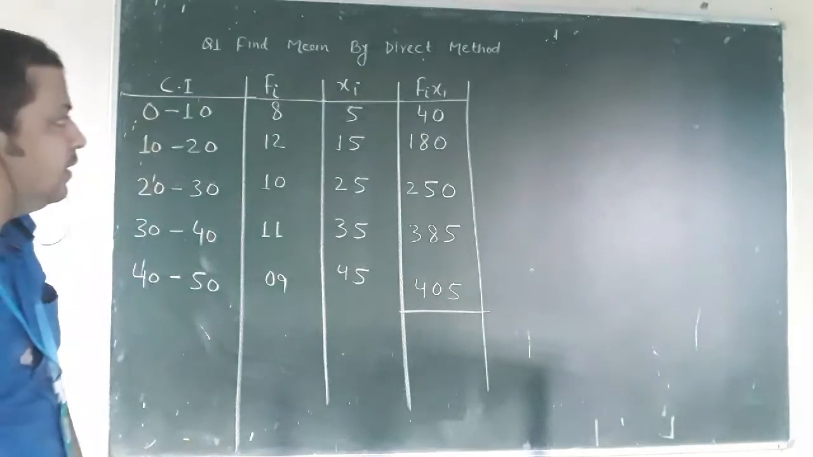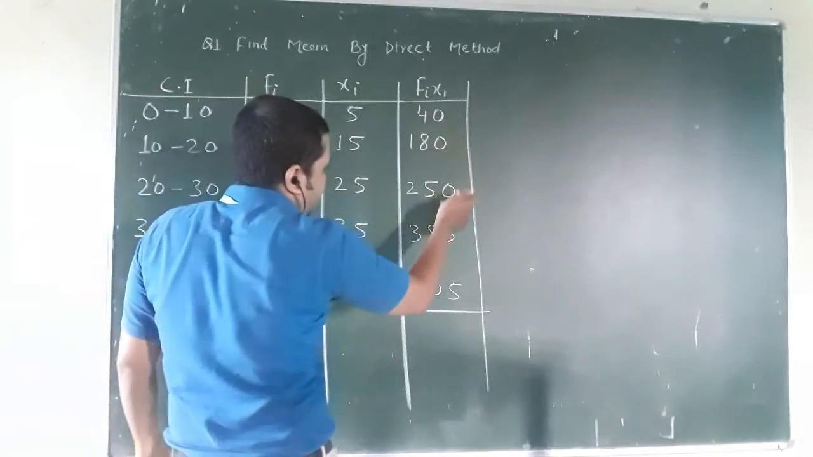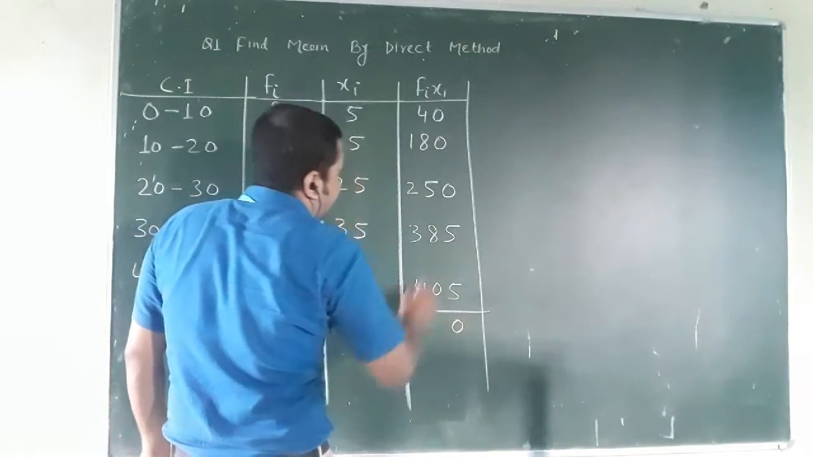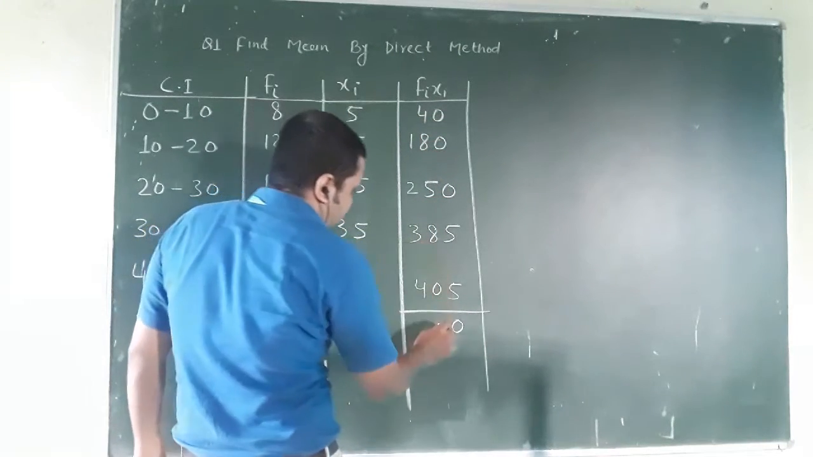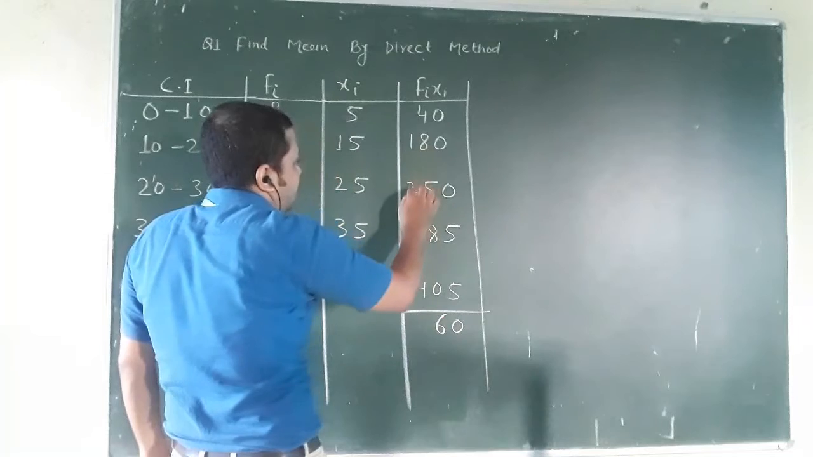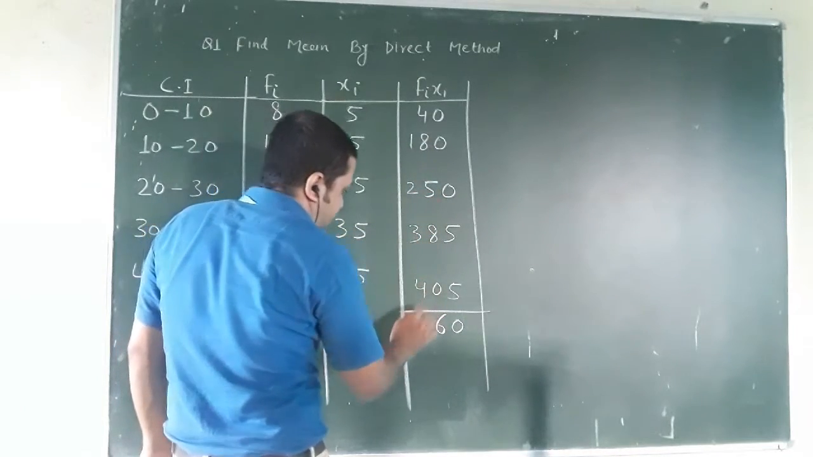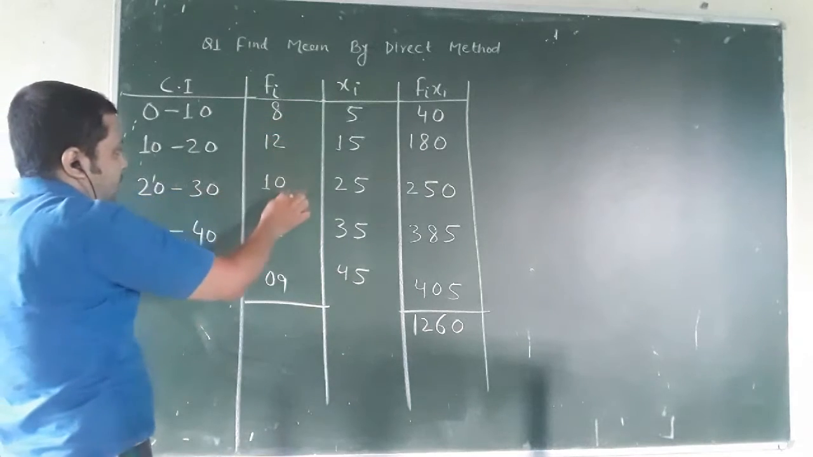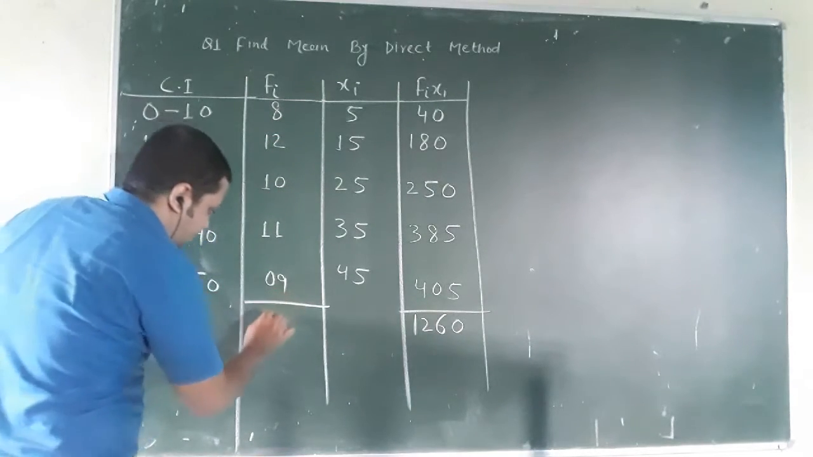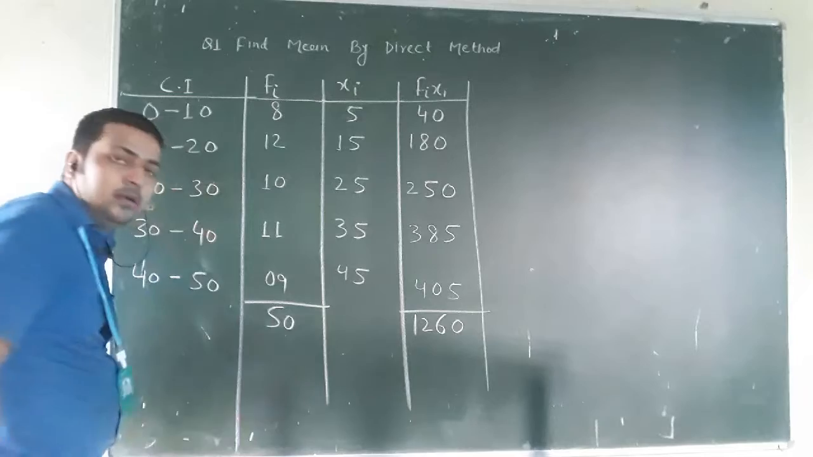Now we have to add these. 0, 0, 5, 5, 5, 0, 10, 5, 8, 5, 13, 13, 5, 18, 18 or 8, 26, 2, 3, 3, 2, 5, 5, 3, 8, 8, 8, 4, 12. Now adding these: 20, 30, 30 and 20, 50. This is the total of this column.